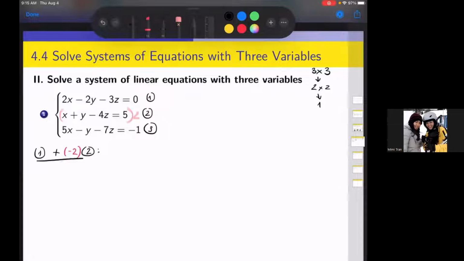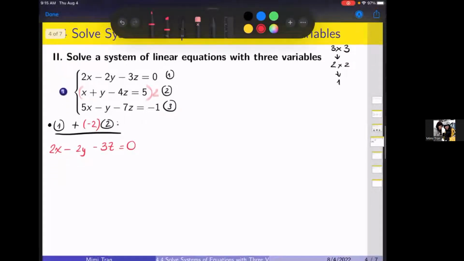See what happened? Let me put a little bullet point here. Okay, equation 1 is 2x minus 2y minus 3z equals 0. Am I sharing my screen? I'm sharing my screen. Okay, now equation 2, you have to double it. So everything doubles: 2x plus 2y minus 8z equal 10. Make sure you do the same thing to the right hand side. And now you add.